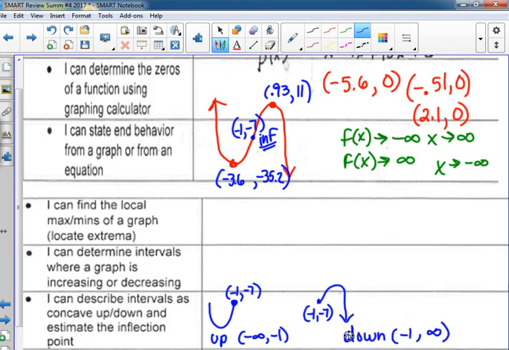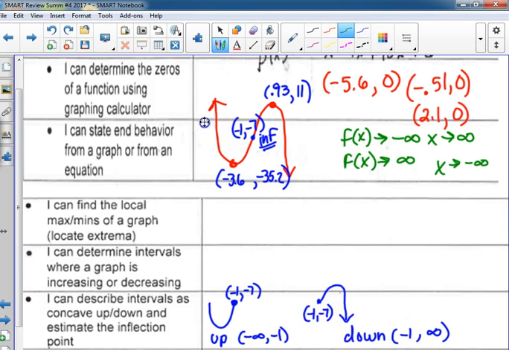So you would say up from -infinity to -1 and down from -1 to infinity. Everybody okay? But whatever you use for your inflection point, that same number should be shown in your concave up and down. So if you use something different, that's fine. All right. We did the max and mins. What about increasing and decreasing?